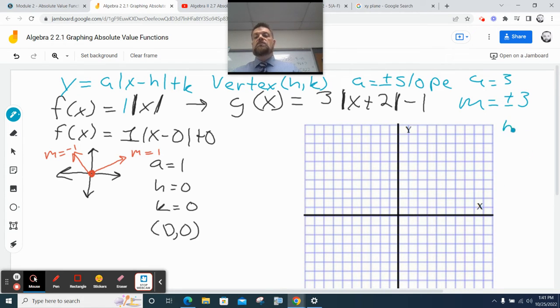What's my h value? Negative 2. Why? Because it's minus h. In order for me to have this plus, I really am saying minus 2. Am I not? Get on my level. What is k? Negative 1. So my vertex is what?